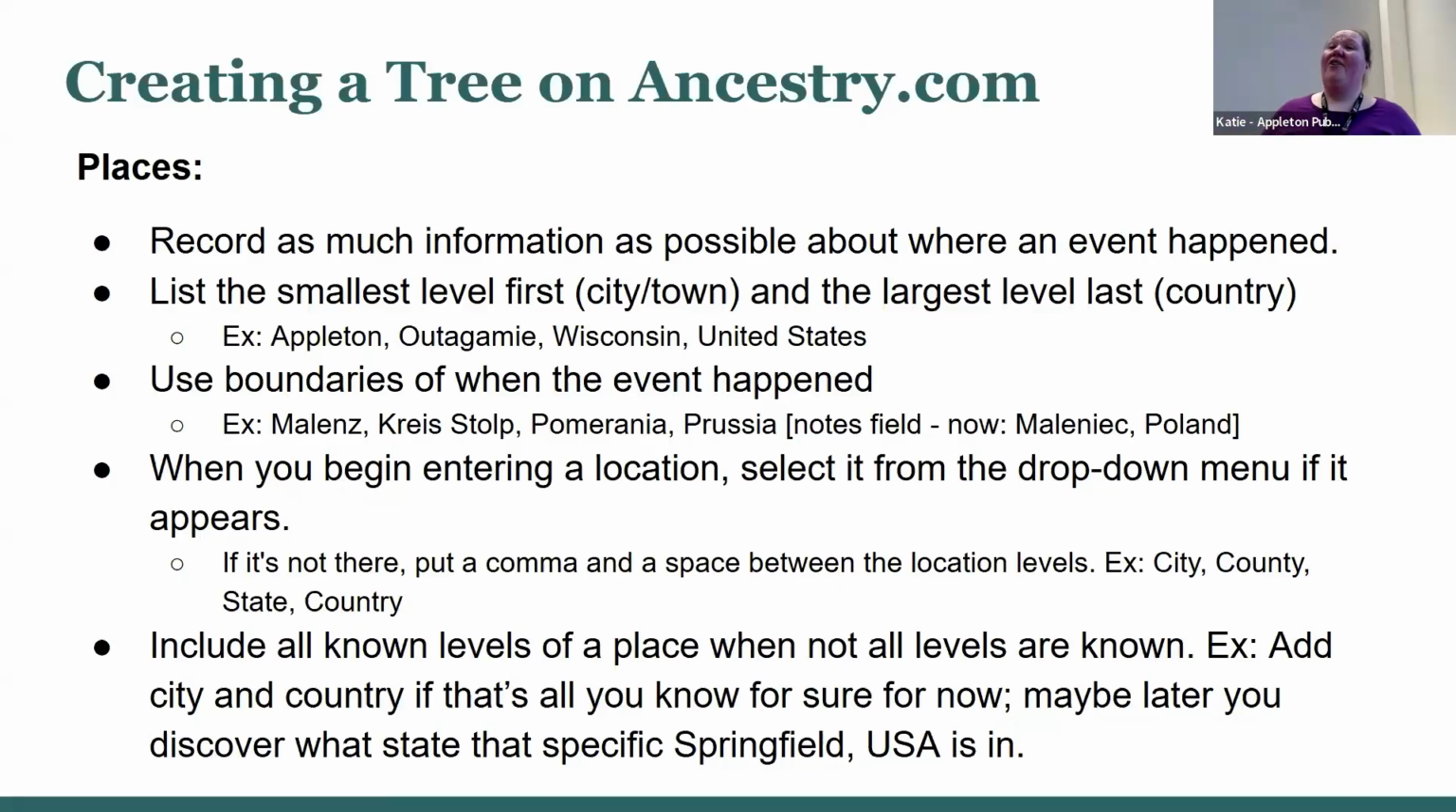Of course, you want to include all the known levels of a place, even if you don't know all the levels. So maybe you only add the city and the country if that's all you know for now. Maybe you just have Springfield. I don't know, is it Springfield, Ohio, Springfield, Illinois? There's Springfield probably in every state. Well, maybe at this point you don't know what specific state it is. So you just put that you know it's somewhere in the USA and what the city or town name is, if that's all you know. Or maybe you just have the county name and the state. That's what you can put then until you have some more concrete information to put a more specific location.